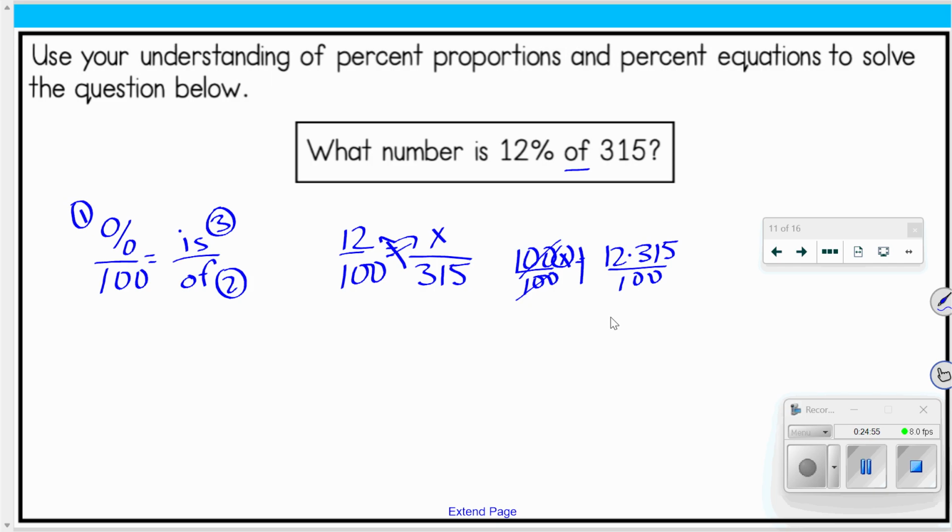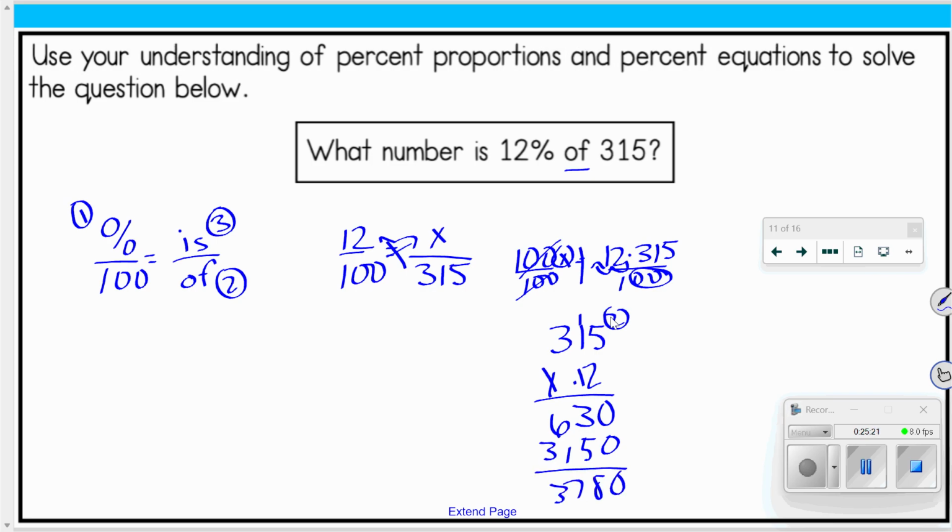I can pick either number, but I'm going to pick the one with 2 digits because I know with the 100 I'm getting 2 decimal places. So I'm going to make the 12 into 12 hundredths. So I'm going to take 315 times 12 hundredths, means I've got 2 decimal places. Now I just do the math. 10, 3, 6, 0, 5, 1, 3, add them up, 0, 8, 7, 3, 2 decimal places. So what does X equal? 37 and 8 tenths.